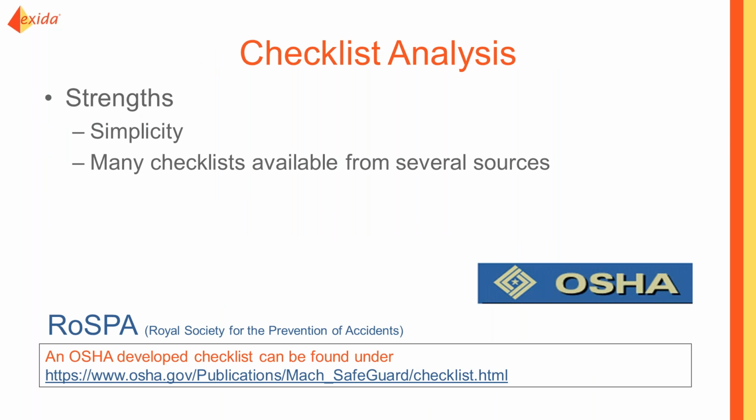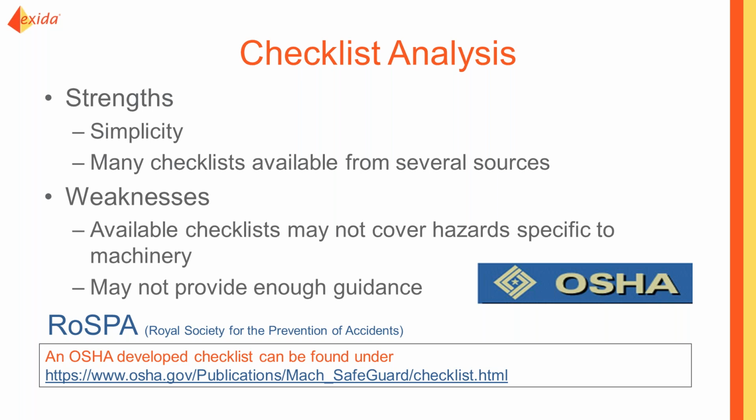If we look at checklists specifically, the strengths are their simplicity. There are many checklists available from different sources. Weaknesses: something that we're seeing more and more is we're getting more novel machines, specifically more automatic guided vehicles, more robotics. Available checklists do not necessarily cover all the hazards specific to the machinery, and they may not provide enough guidance.